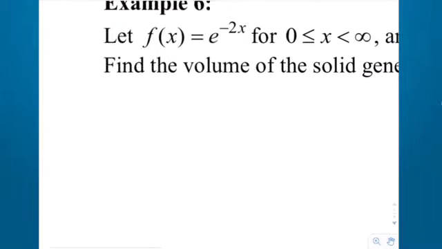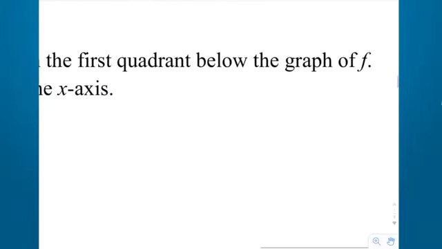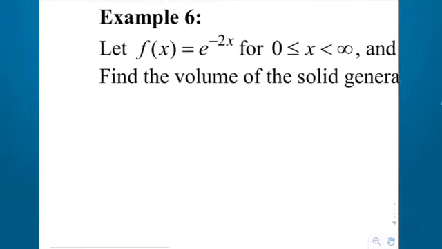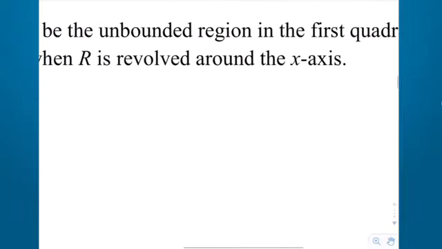Example 6. Did we do this one yesterday? Let f of x equal e to the negative 2x from 0 to infinity, and let R be the unbounded region in the first quadrant, bounded below by the graph of f. Find the volume of the solid generated when R is revolved around the x-axis.